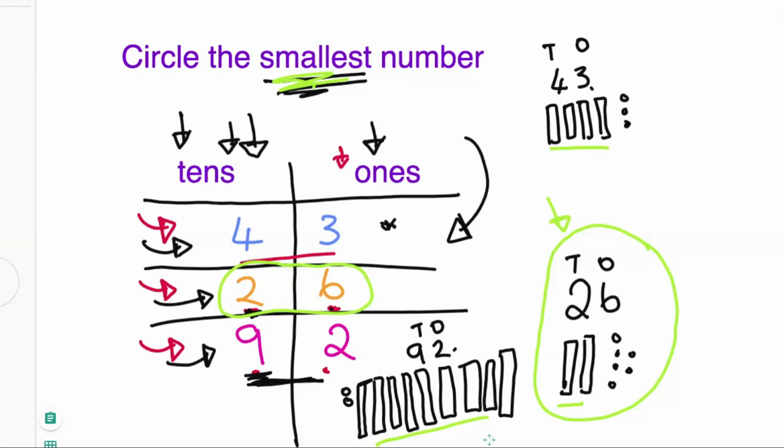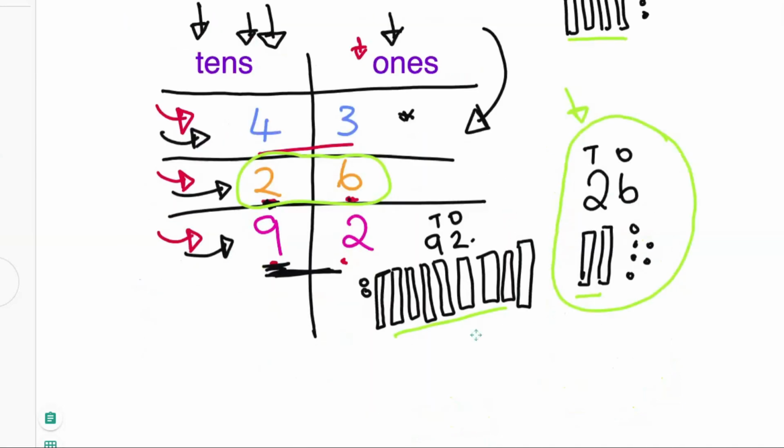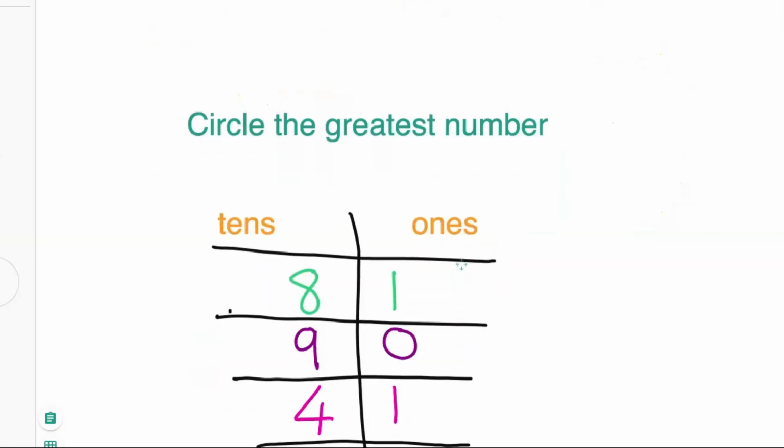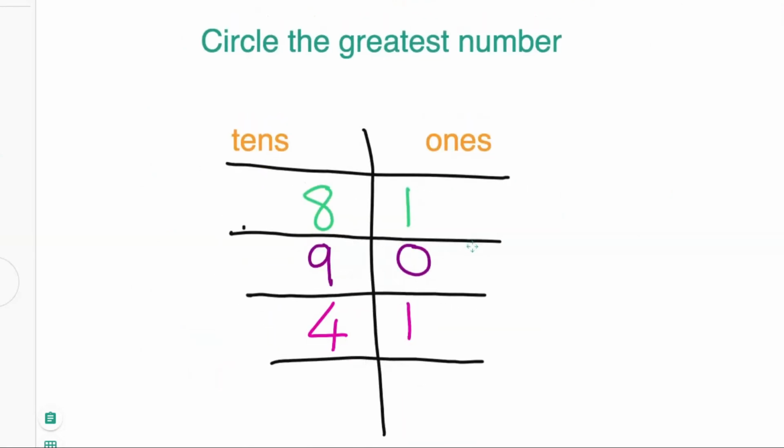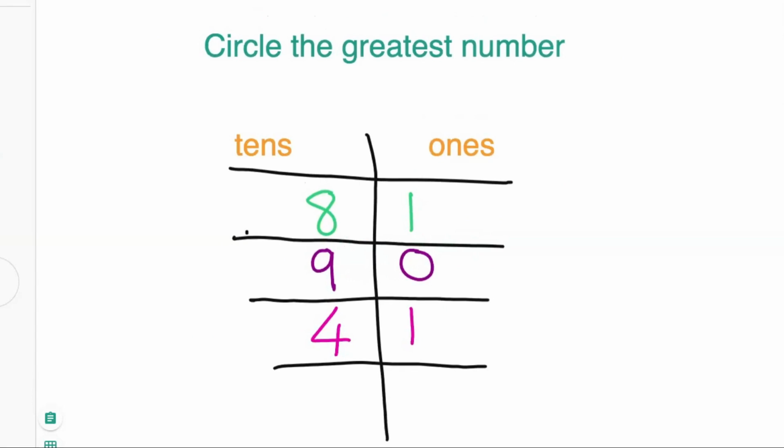Fantastic. Shall we do one more? Here we go. Moving on. So this time we are looking for the greatest number. You could also say the largest number. We're looking for the greatest number this time.